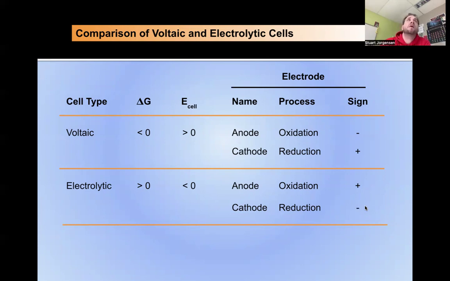And what if it's at 0? What if E cell or delta G is 0? You're at equilibrium, K equals 1, and your battery is dead. You've got no more free energy to do work. Gotta go plug your phone in. So when delta G is 0 or E cell is 0, your battery's dead. There's no more free energy available and you have to plug it back in.